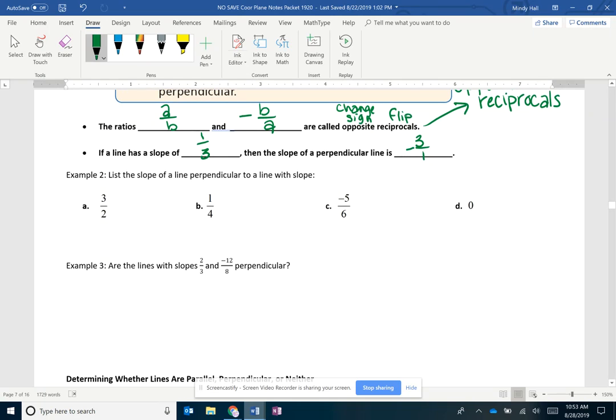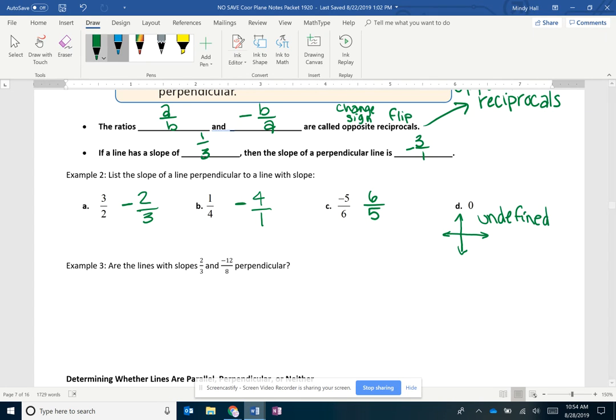To list the slope of the perpendicular lines, for this one we change the sign to a negative and it becomes 2/3 instead of 3/2. For B, we have 1/4, so we change the sign and make it 4/1. For C, we have -5/6, so we change the sign so it's positive and flip the fraction, so 6/5. And then if I have a slope of 0, that's a horizontal line. The only way to have a perpendicular line to a line that has a slope of 0 is to have a vertical line. And a vertical line always has an undefined slope.